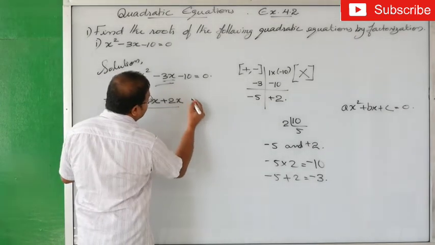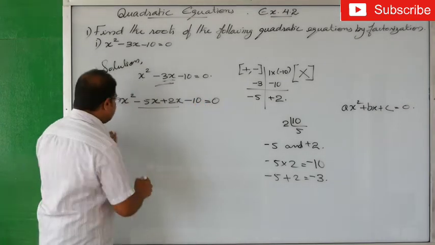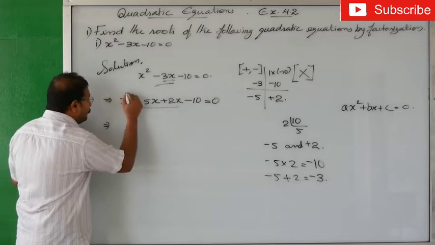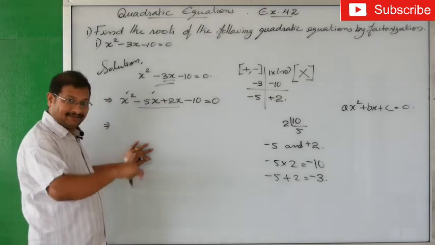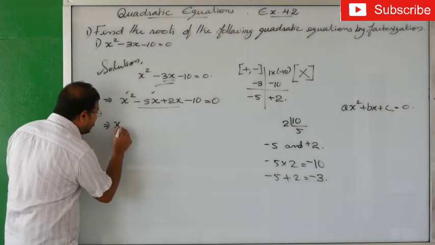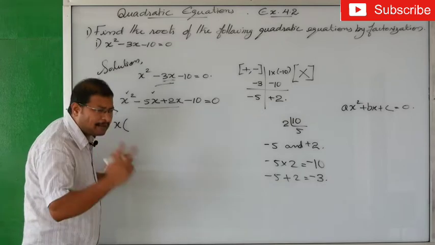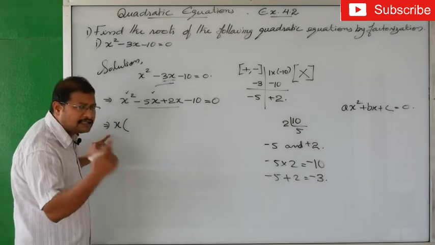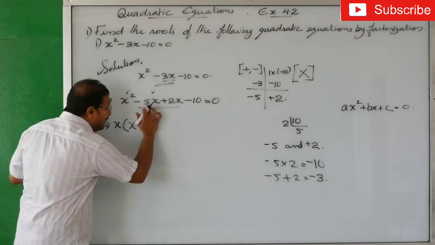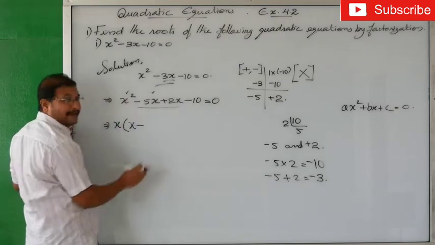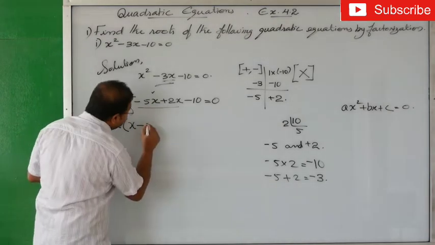Now balance the last term, minus 10 equal to 0. This implies from the first two terms we are going to take x as common. So x into bracket. x square means how many x? 2 times, so 1 we are taking outside. What will be the balance? 1x. Minus, from 5x we took x outside. What is the balance? 5.